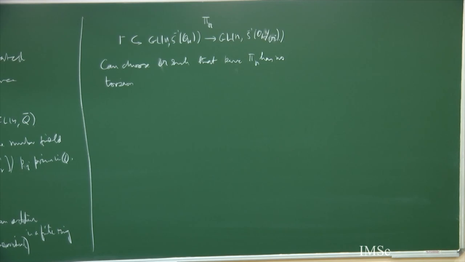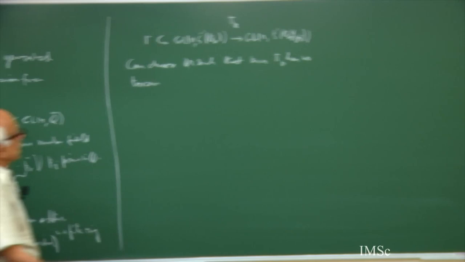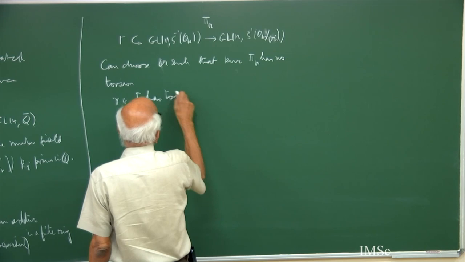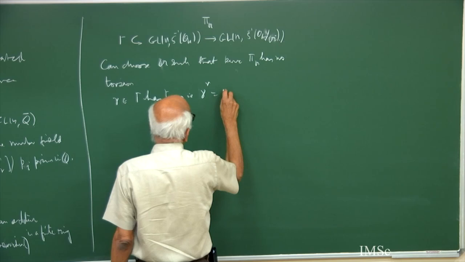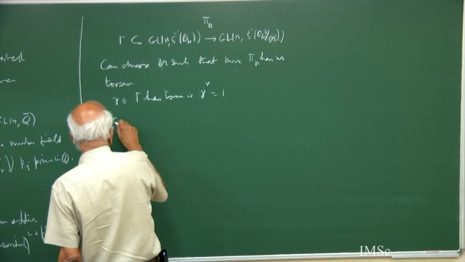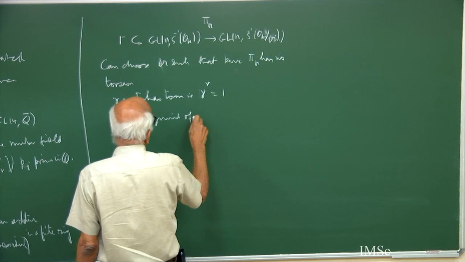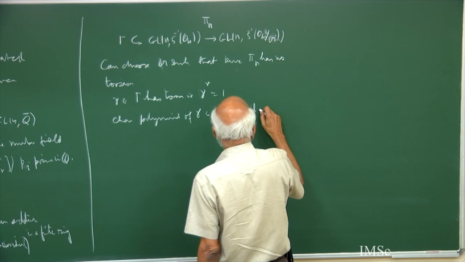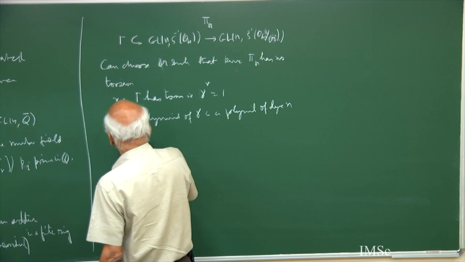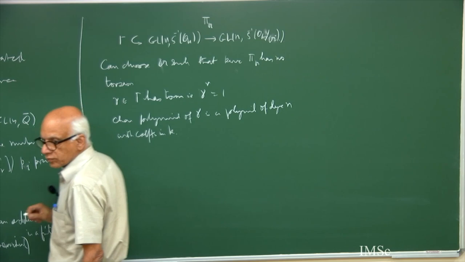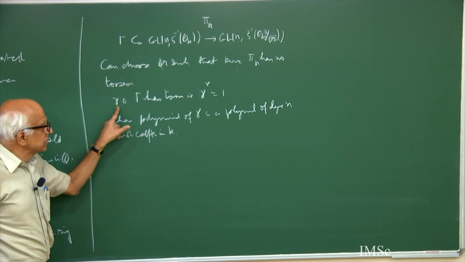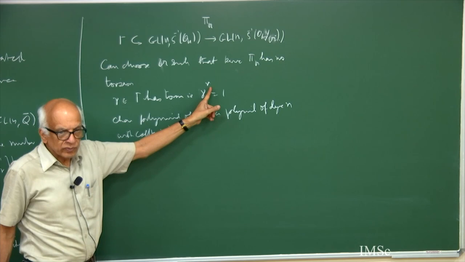Now, this is a number field, and notice that if gamma has torsion, that is gamma to the power r equals 1, then look at the characteristic polynomial of gamma, which is a polynomial of degree n with coefficients in K. If gamma is a torsion element, then the eigenvalues are all r-th roots of unity, and they will have to satisfy a polynomial of degree n over the number field.